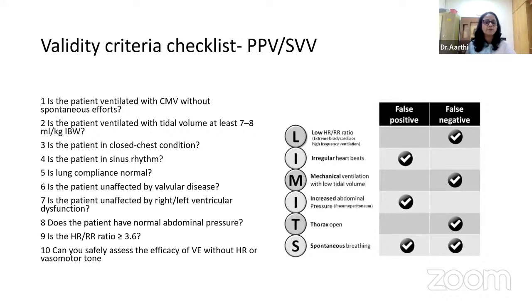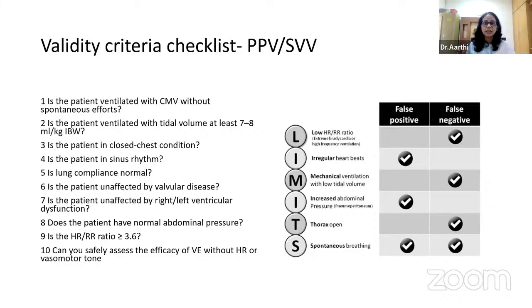The patient has to be on controlled mechanical ventilation without any spontaneous effort, and the ventilation should be a tidal volume of 7 to 8 ml per kg ideal body weight. There should not be any closed chest conditions, in the sense that open chest injuries should not be present. The patient should not have any form of arrhythmia, and the compliance of the lung should be normal, so that they transmit and we are able to understand the heart-lung interactions during positive pressure ventilation.